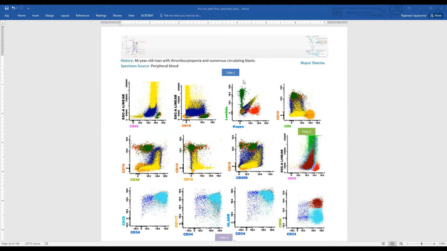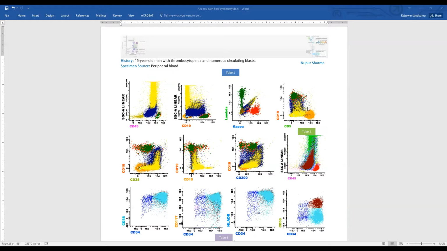So this looks like a B cell tube. It has markers CD19, kappa, lambda, CD5, CD10, CD38, CD200. The cells in the blast gate that are painted blue are positive or partially positive for CD19, and they do not have surface light chains kappa or lambda.